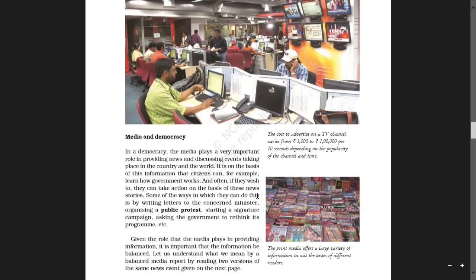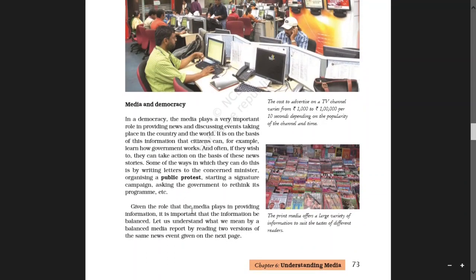Some of the ways in which they can do this are by writing letters to the concerned minister, organizing a public protest where a great number of people will gather and protest, starting a signature campaign, taking signatures from different people, and asking the government to rethink its program, etc.